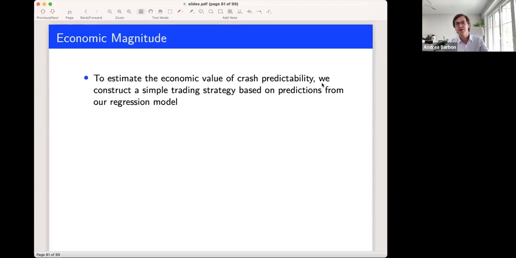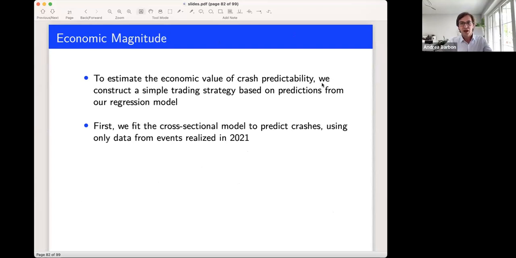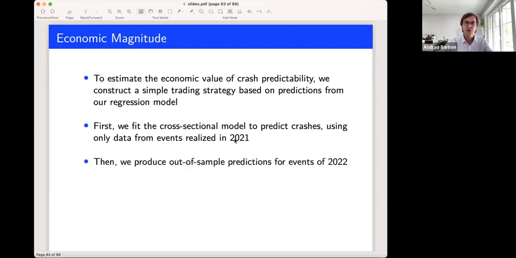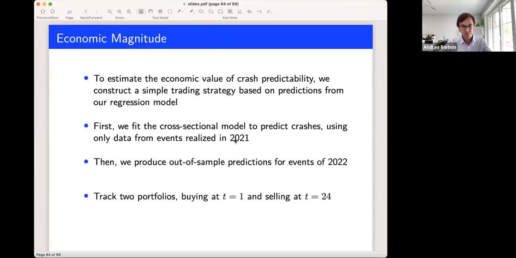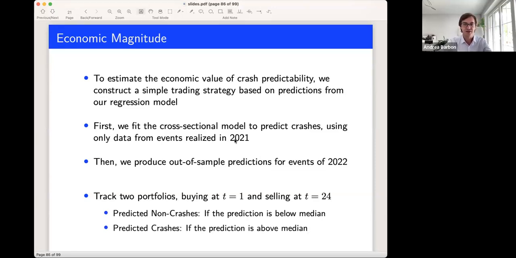Now, what is the economic magnitude? Can we use our predictive model out of sample to decide whether we want to buy into an NFT collection or not, given that there was a price run up? To see that, we fit the model on the first half of events realized in 2021, and then we produce out of sample predictions for the last 50% of the sample of events. Then we track two portfolios, buying at time t = 1 and selling at time t = 24. For predicted non-crashes, we buy, and for predicted crashes, we sell, if you want.